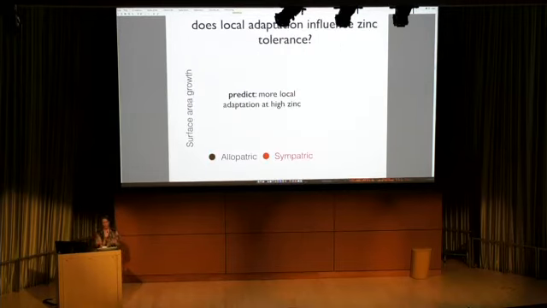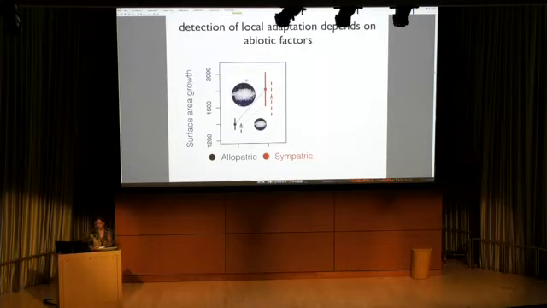We also wanted to ask whether or not this local adaptation between duckweed and microbes might influence the tolerance of zinc, of contaminants. So if microbes are assisting duckweed in dealing with zinc by sequestering it, or by increasing their growth rate and diluting the concentration in their tissue, we'd expect to see potentially more local adaptation at higher zinc. And that is what we see.